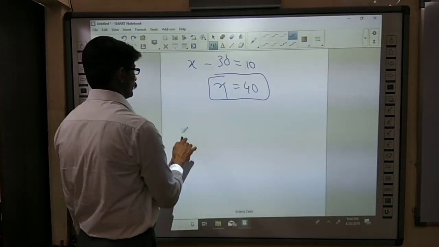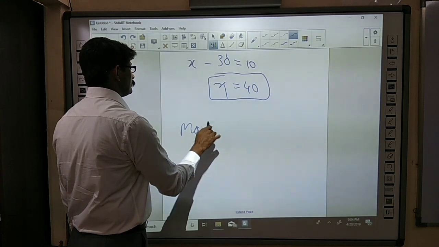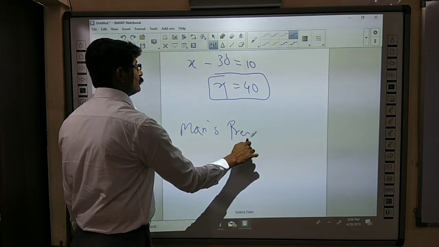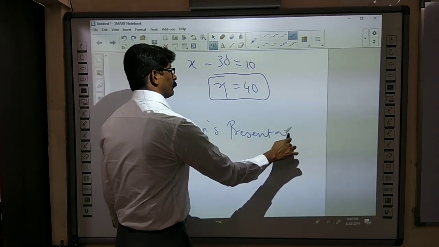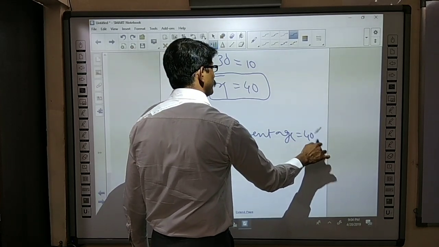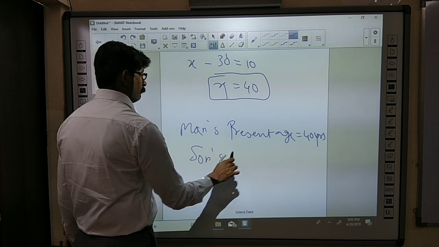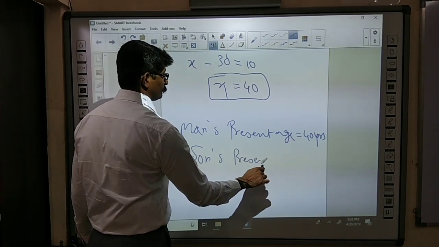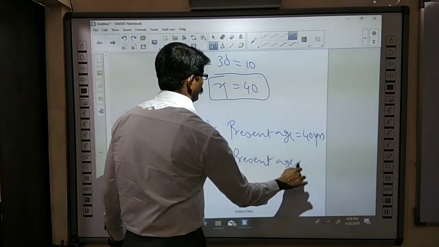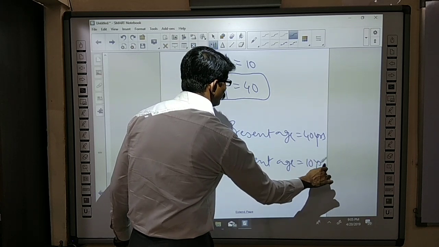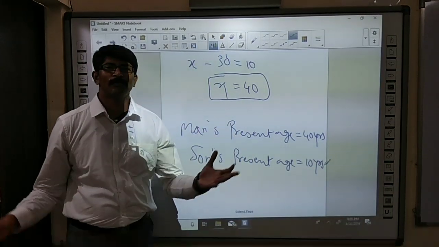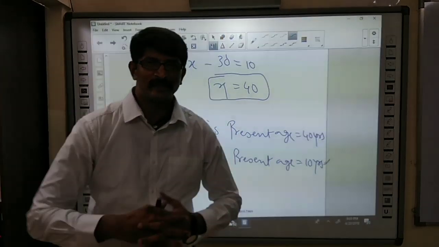Therefore, we write down here: the man's present age is equal to 40 years and the son's present age is equal to 10 years. That is how we solve this sum. I hope, student, you have understood.